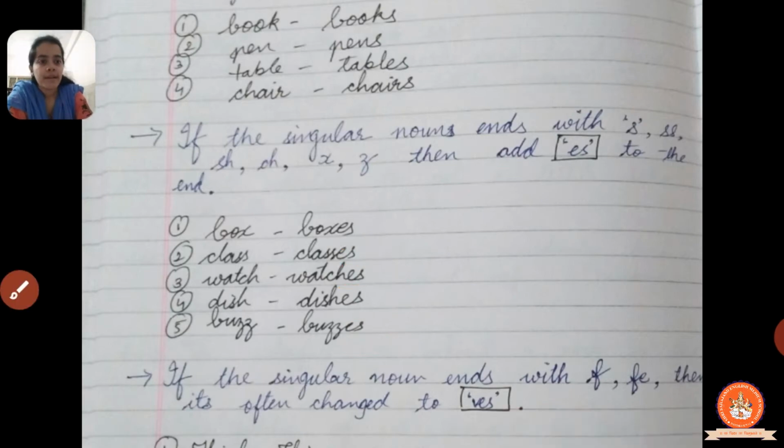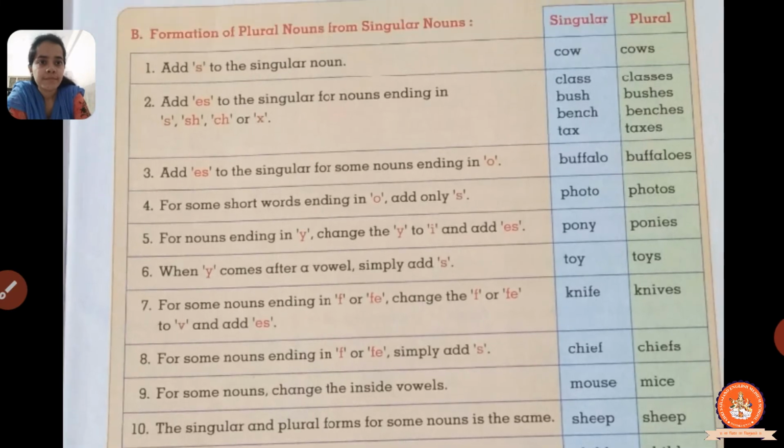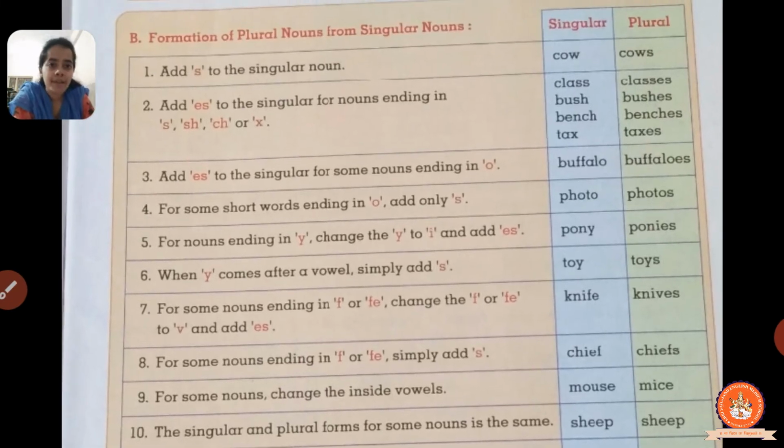Alright. Now we will see the next one, which is about adding es to the singular for some nouns ending in o. So there are some nouns which end with the letter o. So what we will do, we will just simply add es for converting into plural. So buffalo, buffaloes. Then for some short words ending in o, add only s.